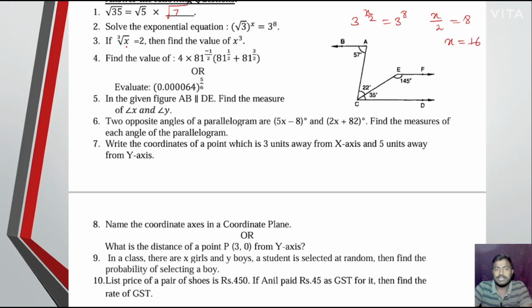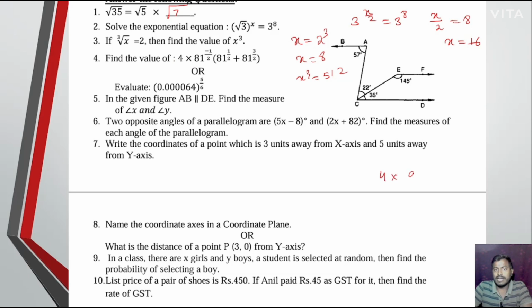Then question number 3. Cube root of x equal to 2. So x equal to 2 cube, that is 8. So x equal to 8. So x cube equal to 512. Now find the value.